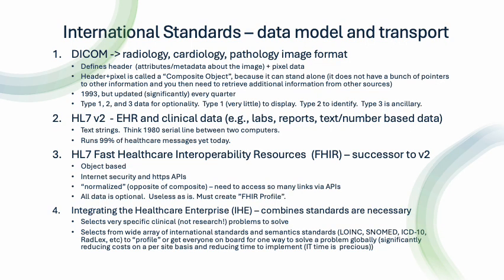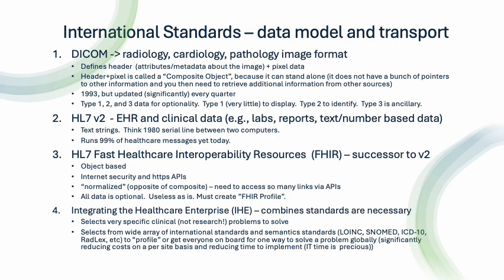So DICOM defines headers, which is all the acquisition data, and it defines pixels, which is all the actual image data itself. Combining the header plus the pixel data is called a composite object because it can stand on its own and it doesn't need anything else. The opposite of a composite object is when you have normalized objects and they point all over the place to the different objects which are the most up to date.